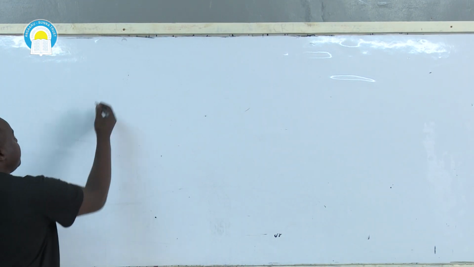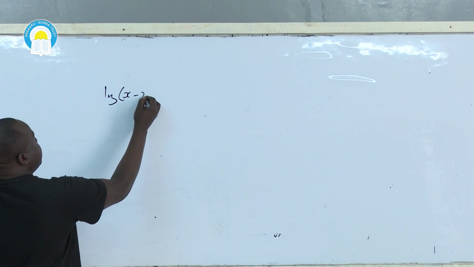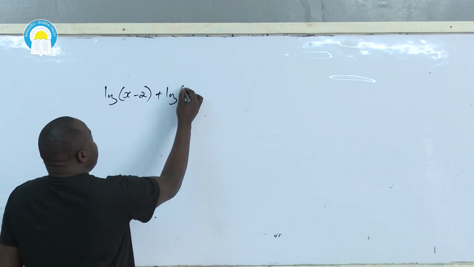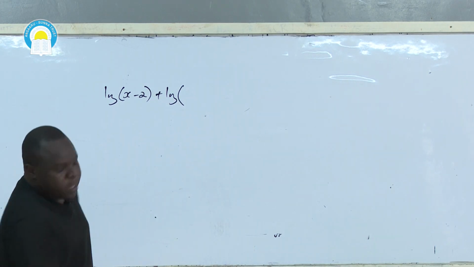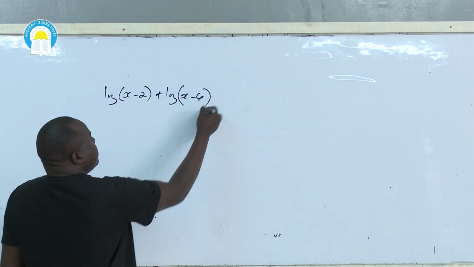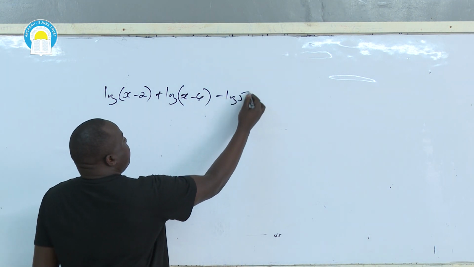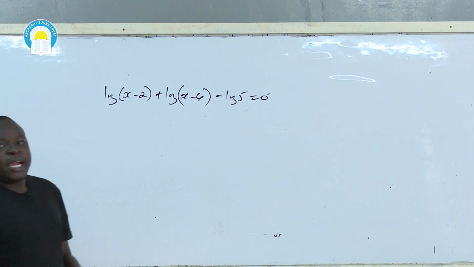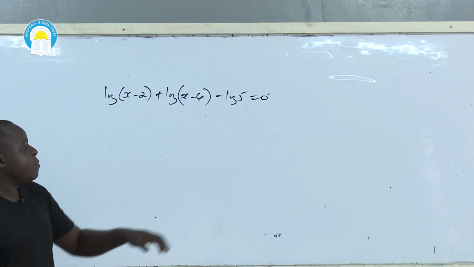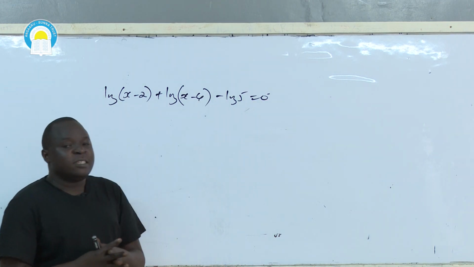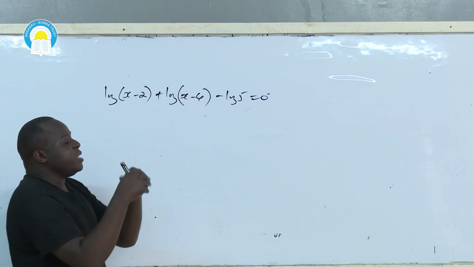My next example is log of x minus 2, plus log of x minus 6, minus log 5, equals 0. The reason I'm explaining this example is because of the 0. We've talked of 0 already. I said that 0 is the same as log 1 to any base.